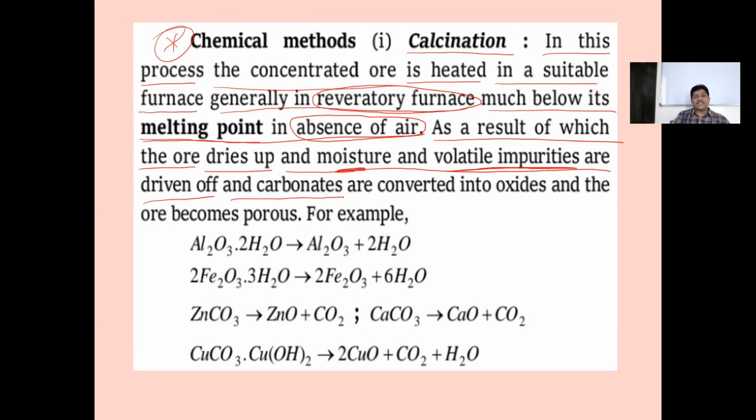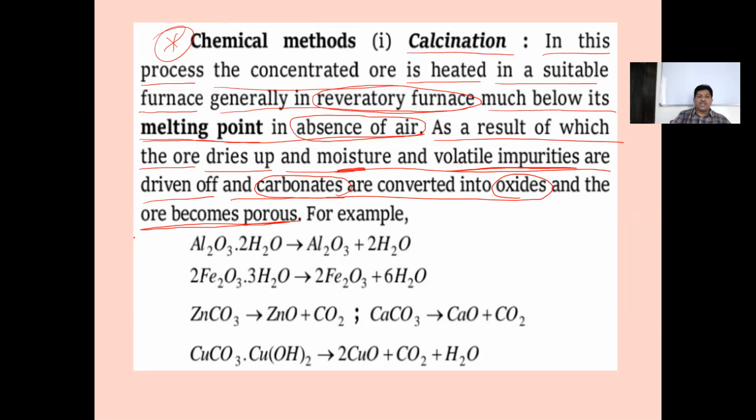And the carbonates are converted into oxides. This point is important. During calcination, carbonate ore will be converted into oxide ore. And the ore becomes porous. Ore becomes porous, meaning what? Small holes will be created. If you take a big lump of ore, a big piece of rocky material, and heat it, on calcination, what happens? It becomes porous. Porous means the holes will be formed on the surface.